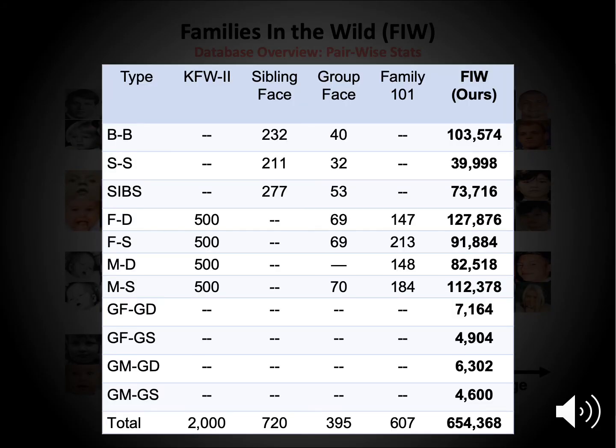Statistically, we have much more than any of our predecessors. For Families in the Wild, we have over 650,000 pairs compared to the second largest, Kinship Faces in the Wild 2, which had 2,000 pairs. And we're the first to introduce the grandfather-granddaughter, grandparents-grandchildren pairs. We also have great-grandparents and great-grandchildren, but the pair count was too small at this point to include in an evaluation.